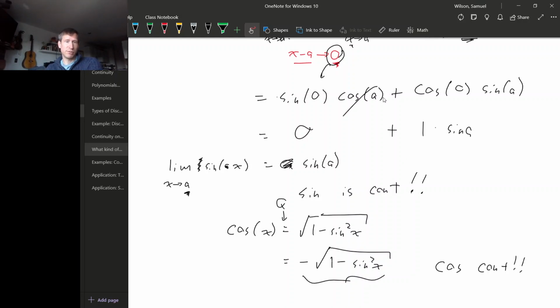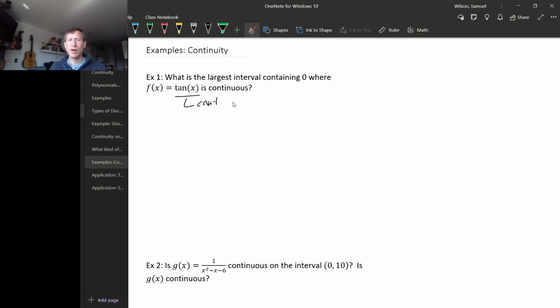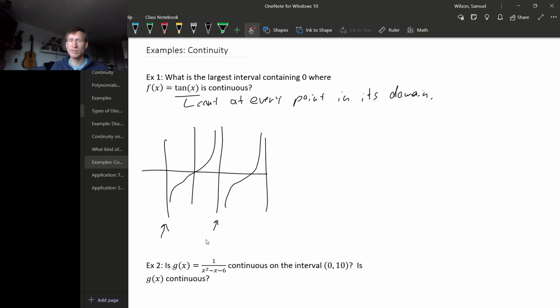Let's look at a few examples. Okay. So let's find the largest interval containing 0 where tangent x is continuous. Now we know that tangent, since it's a trig function, is continuous at every point in its domain. Just for a real quick sketch of the graph of tangent, it looks like this, and it has these vertical asymptotes. And the vertical asymptotes are gaps in the domain, so these are discontinuities.